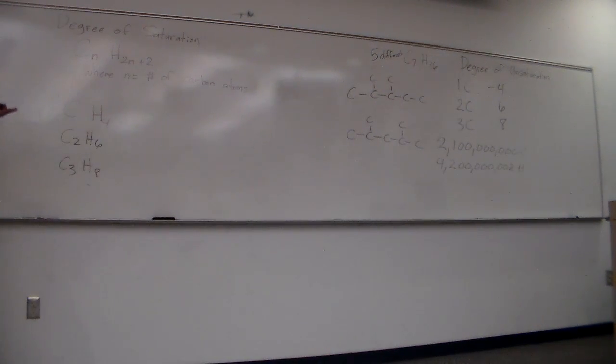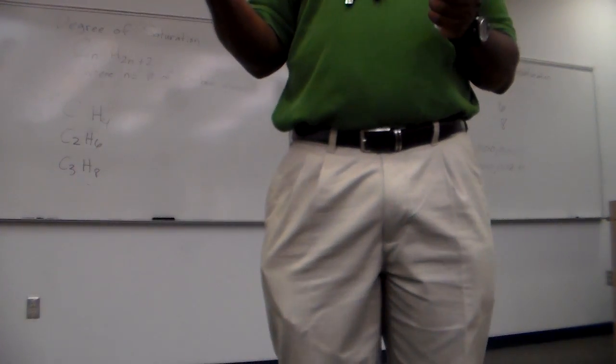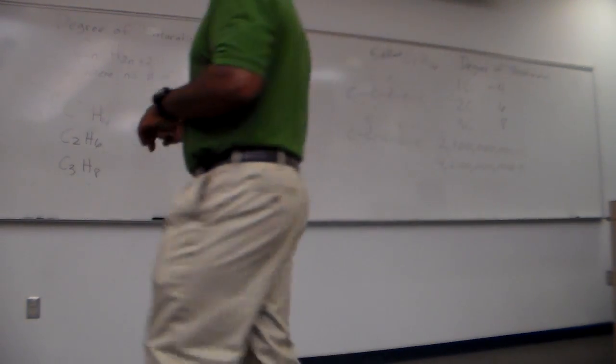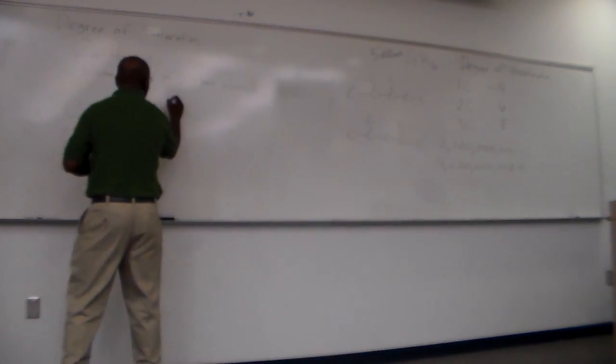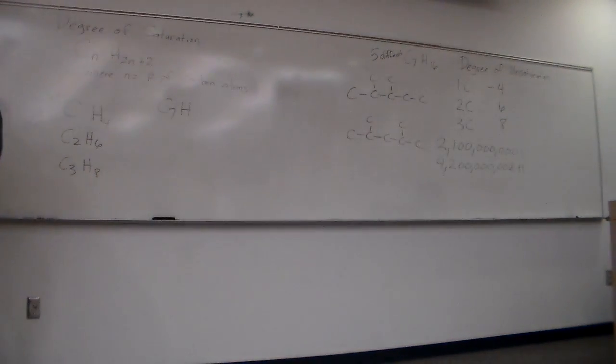Now the number was 2,100,000,000. 2 times that number would be 4,200,000,000, and then plus 2. So to make sure, we know that for 7 carbon atoms, the maximum number of hydrogen atoms they can contain is, you would do C7, H, 2 times 7, plus 2, 16.